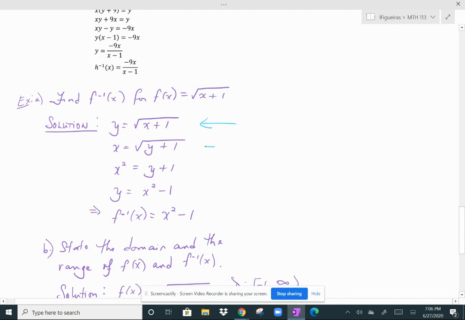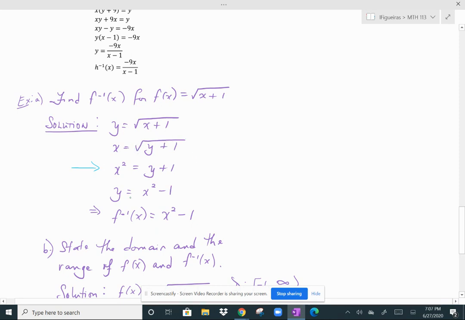Next step is to swap out the x and the y. So the y becomes x, the x becomes y. Then I have a radical equation, and the way to get rid of this radical is to square both sides. So that's what you see on this line. The left side becomes x squared, and when I square this, the radical goes away, so you just get y plus 1 on the right side.